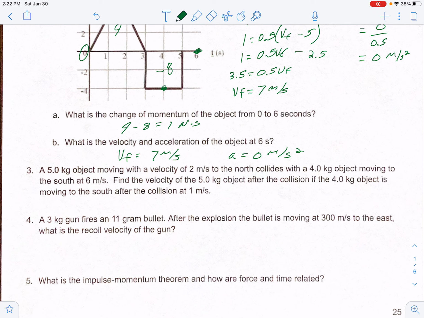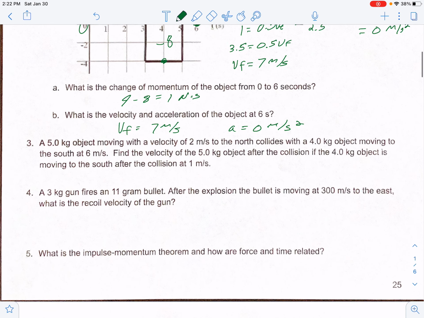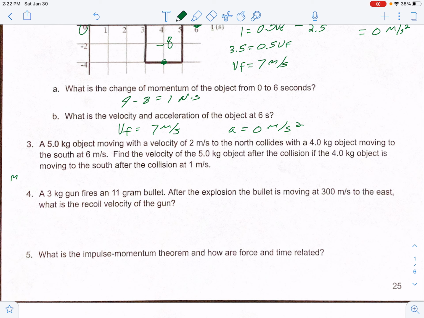So we have 2 separate objects in the beginning and 2 separate objects in the end. It didn't say anything about sticking together. So if we go down to our equations, if we were separate in the beginning and separate in the end, we're going to use scenario number 1. I'm going to write this over here to the side: m1 v1 initial plus m2 v2 initial equals m1 v1 final plus m2 v2 final. If you want to use the table or chart, that's fine, but this is just the way I do it. I just like to see the equations.